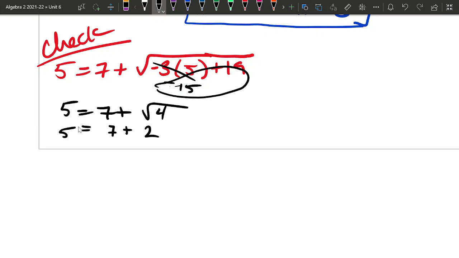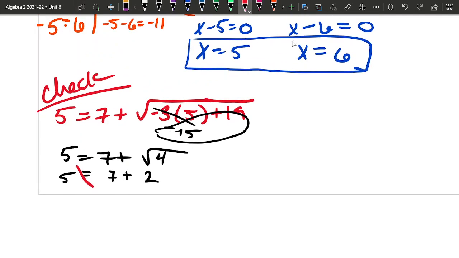5 equals 7 plus 2. No, 5 does not equal 7 plus 2. That's not true, because I would say 5 equals 9. 5 does not equal 9. So 5 is not a solution. It is extraneous.